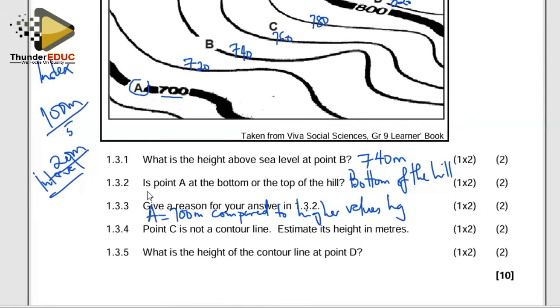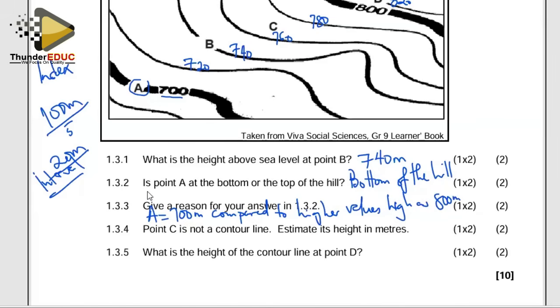Which are as high as 800 meters. So comparing the two, automatically A is at the bottom of the hill. A is at 700 meters, which is comparably lower than the higher values, which are as high as 800 at D up there. So automatically it means A is at the bottom, has a lower altitude, height above sea level compared to other heights indicated on the same map. So it's at the bottom.